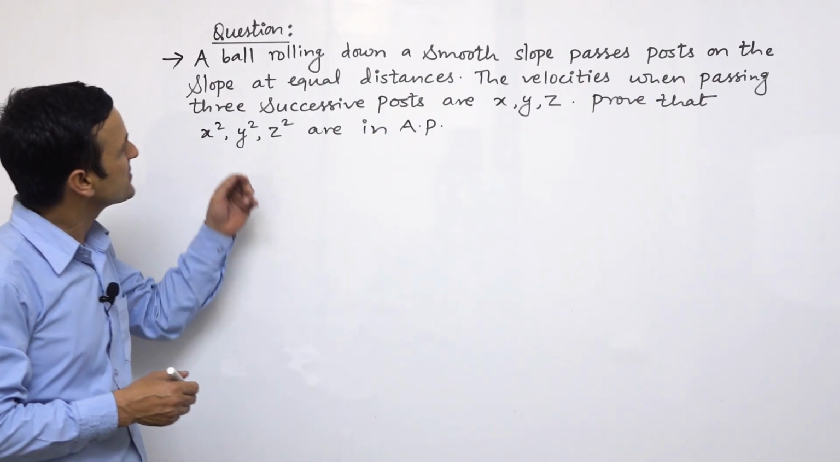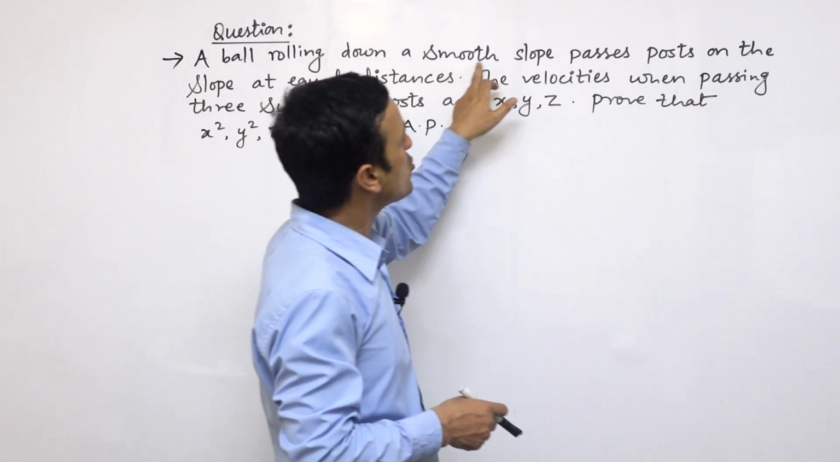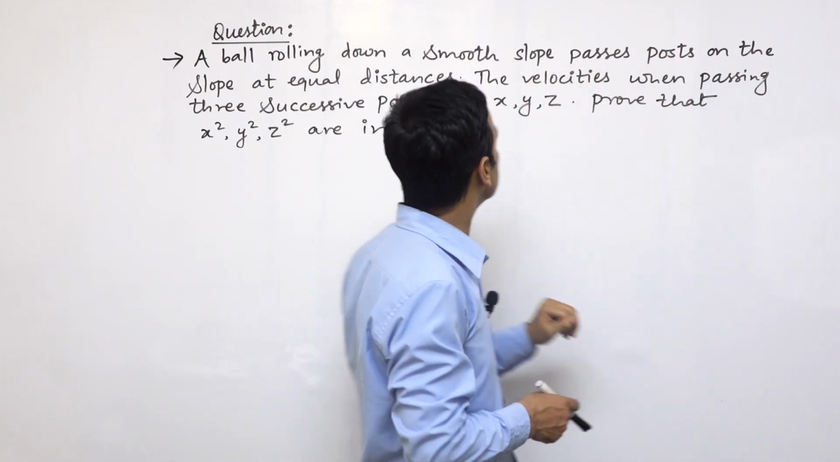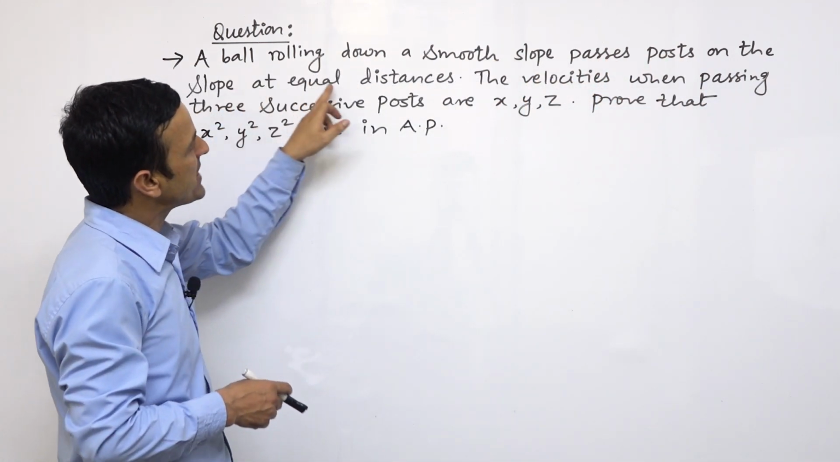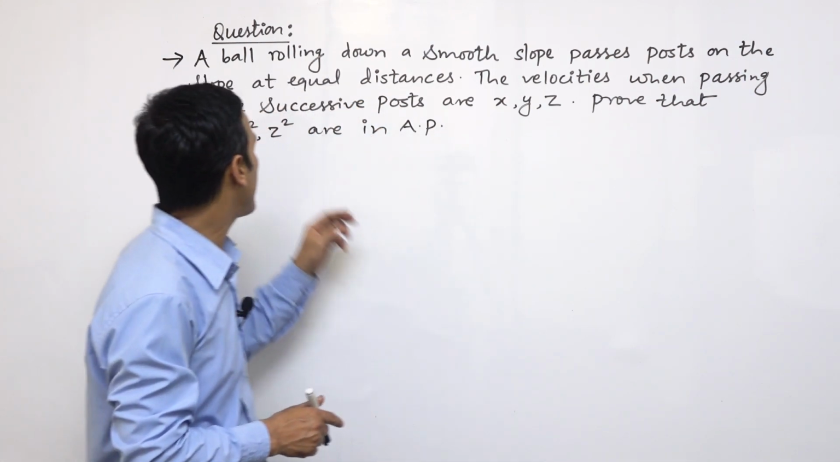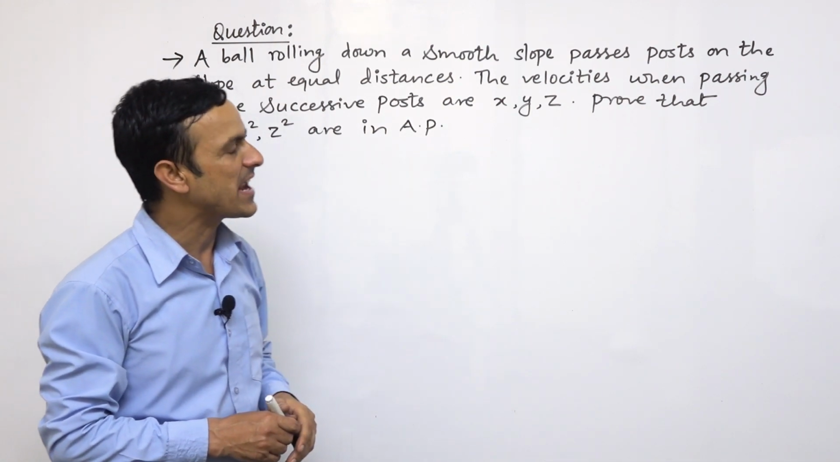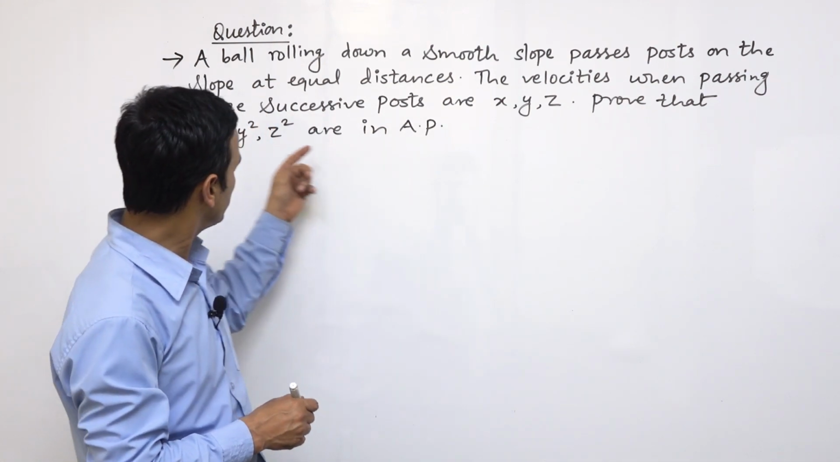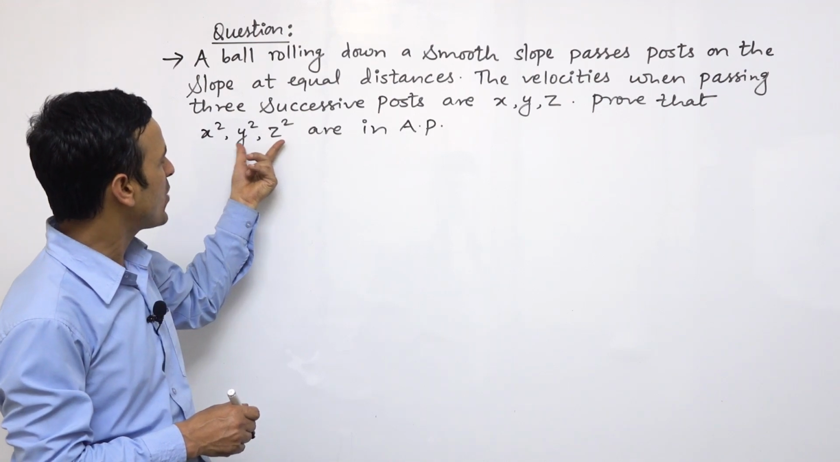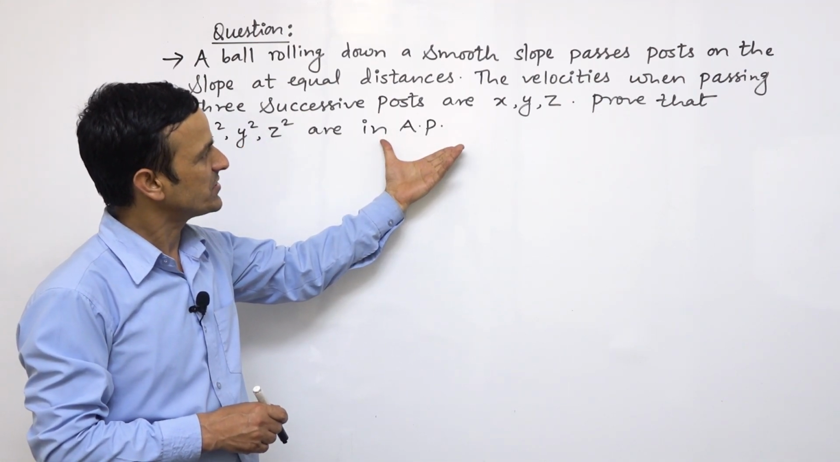Okay, students, now look at this question. A ball rolling down a smooth slope passes posts on the slope at equal distances. The velocities when passing 3 successive posts are x, y and z. So we have to prove that x square, y square, z square are in AP. So this is the question.